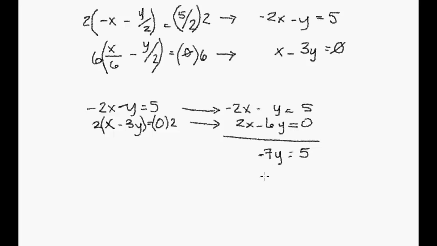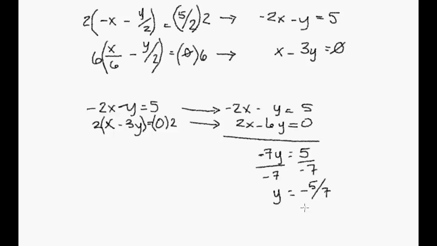And we're trying to get y all by itself, so it's being multiplied by minus 7. To undo multiplication, we're going to divide. So we're going to do that to both sides to keep our equation in balance. So y equals minus 5 sevenths.